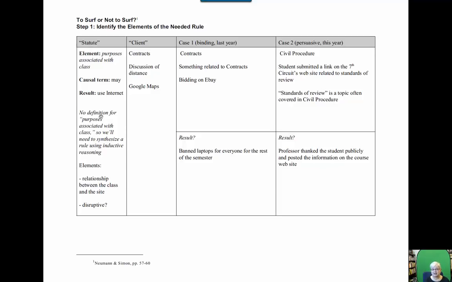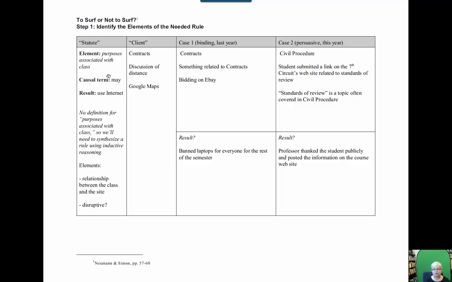So we're going to back into the elements in the causal term. What is it that triggers your ability to use the internet? Well, you're using a computer for purposes associated with class. Now, if you're using something for purposes associated with class, you don't have to use the internet, but you may use the internet. So it's a discretionary rule.